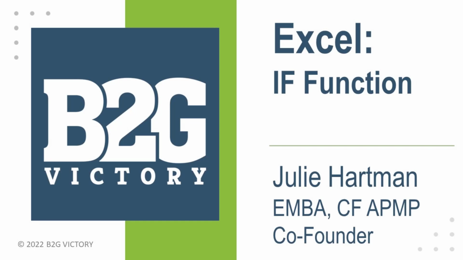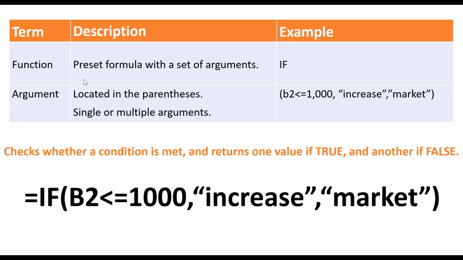The if function, just like all the others, is a preset formula with a set of arguments. But the if function is very different than the sum, the average, the min, and the max, because this time it checks whether a condition is met and returns one value if it's true and another if it's false.